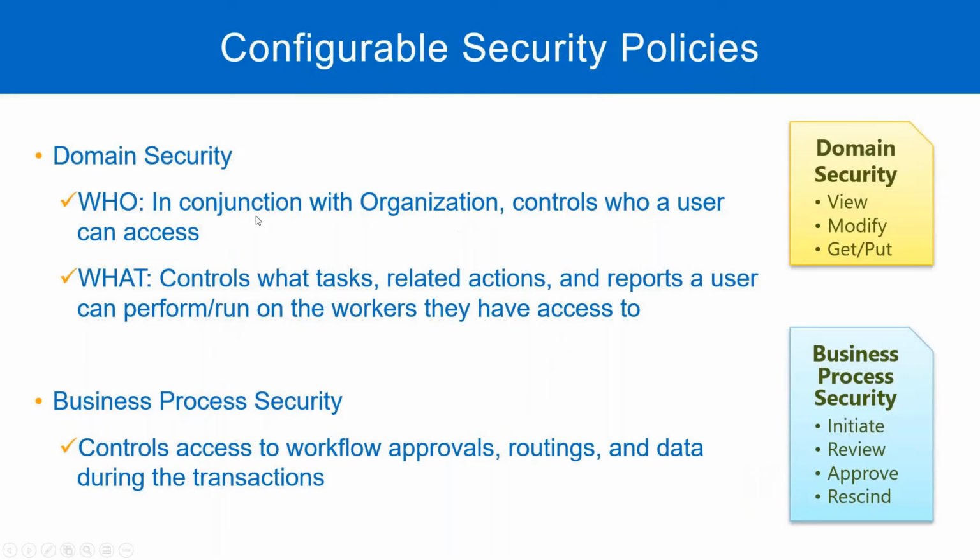We looked at it like this: domain security policy will tell you who has access to what, and a business process security policy says who can do what. What kind of approvals, what kind of actions you can take on the business processes side, if you can initiate, if you can review, if you can approve, etc. Okay, what did we talk about then?